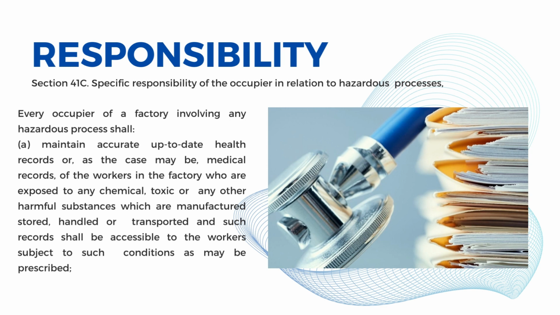Store this information in a safe and secure place. Make the information available to the workers so that they can see their own health information and track their exposure to hazardous substances. The occupier of the factory also has to make sure that the workers know about their health records and how to access them. This means that they should give the workers a copy of their health records, or at least make it easy for them to get a copy.